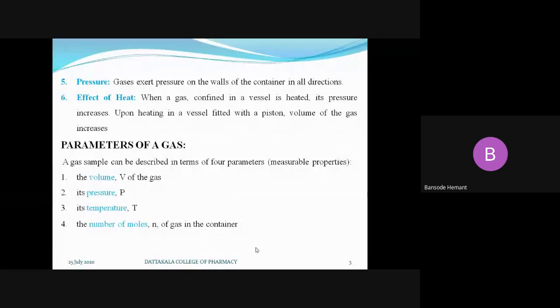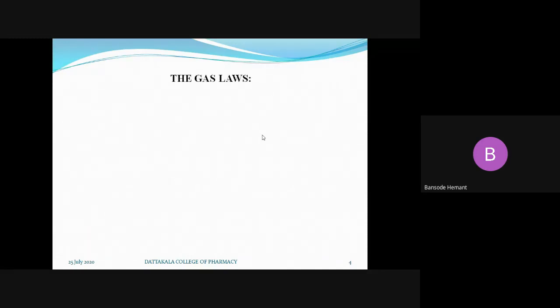So these are some parameters of the gas we can study: volume, pressure, temperature, and number of moles of the gaseous state. Next are the gas laws. Various scientists studied the behavior and properties of gas, and after observations and investigations, they put their conclusions in front of us in the form of laws. These statements of the scientists are known as the gaseous laws.